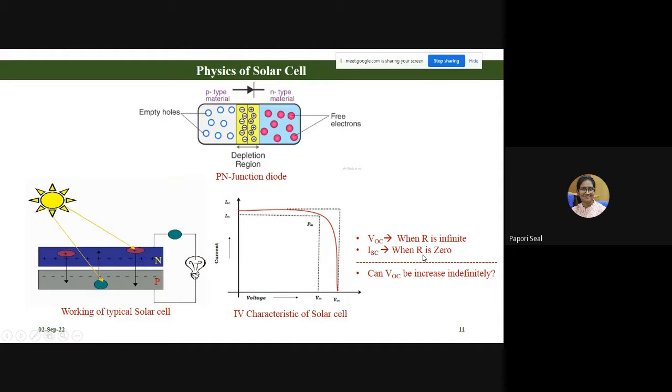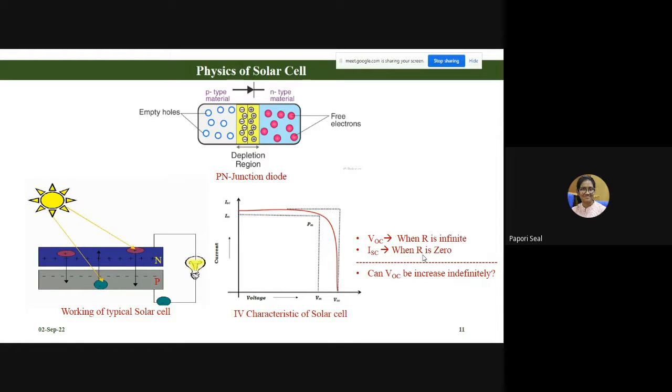Zero resistance means there is no constraint to the flow of electrons. Electrons can move very fast through the circuit. Then that is zero resistance. Now open circuit means when the resistance is infinite.